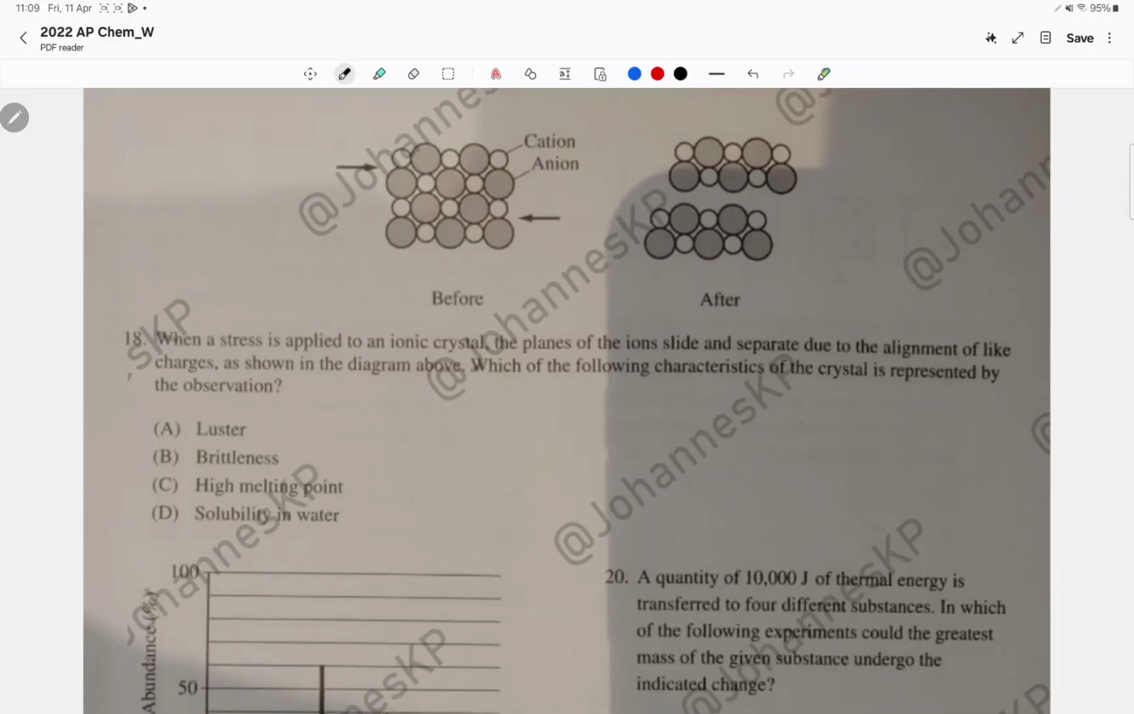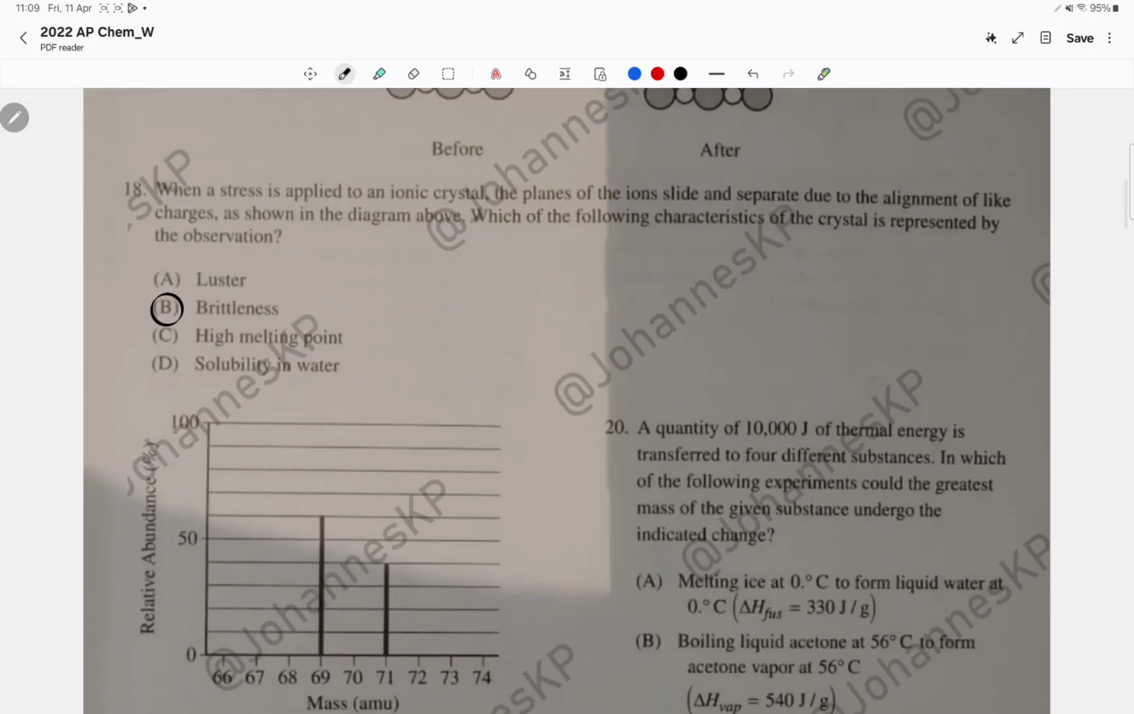So here we have a cation and also an anion, right? Is that ionic or molecular? Ionic. And when the layers slide past each other, that's called brittleness, breaking up. Okay? If it was metallic, you would say malleability. But if it's ionic, you would say brittleness. Isn't there also brittleness in metallic or no? There is not. Okay?